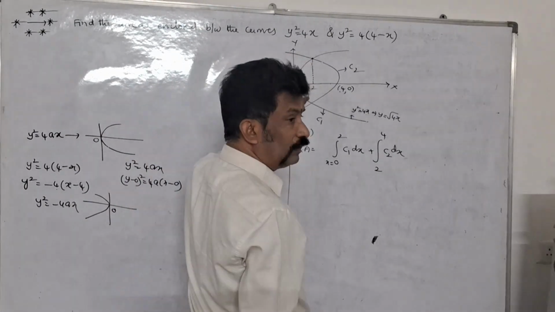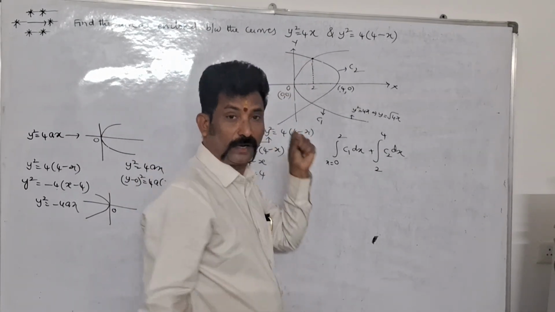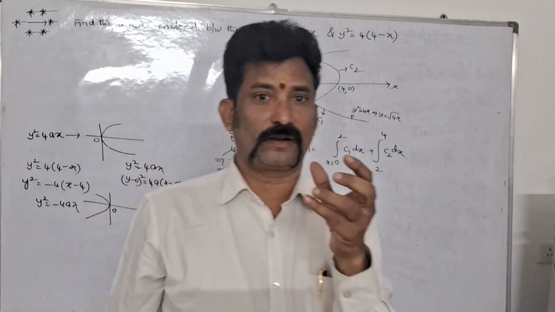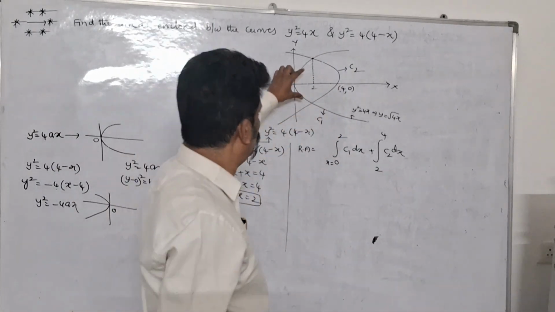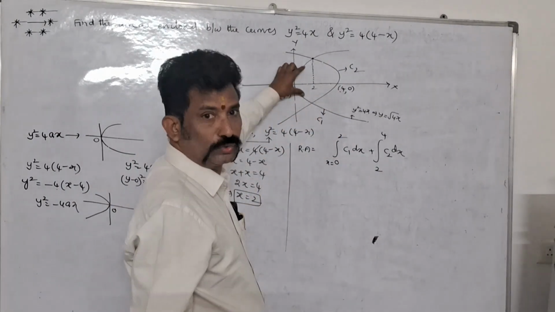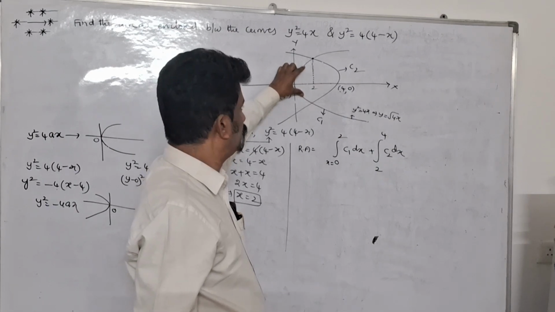What about this area? It is symmetric. Parabola and ellipse are symmetrical about both the axes. It is symmetric about the positive x-axis. Okay, right, this curve.